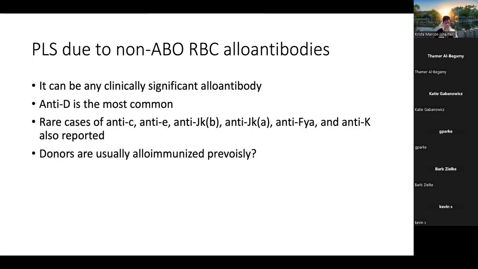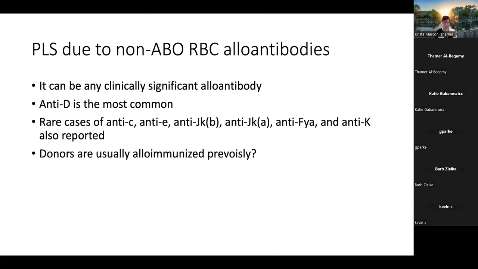So PLS due to non-ABO alloantibodies can be any clinically significant alloantibody. Anti-D is the most common type. Rare cases of little c, little e, JKB, JKA, Duffy, and Kell have also been reported.